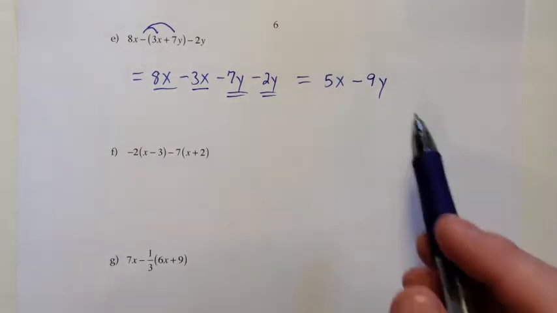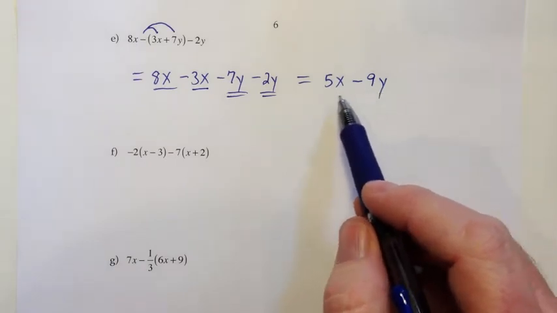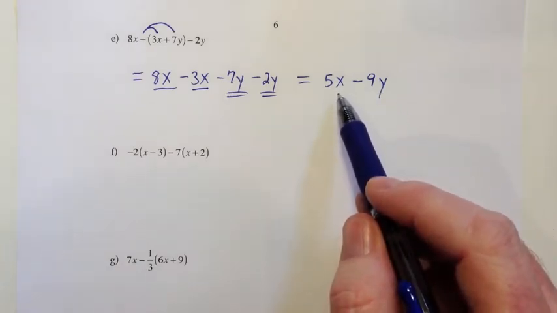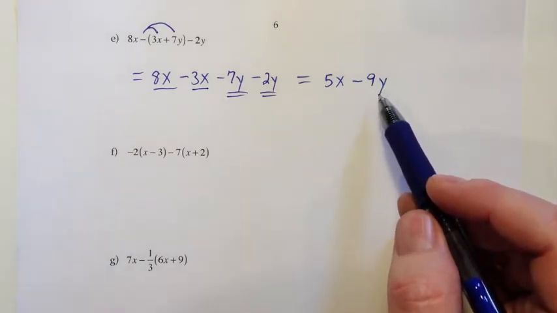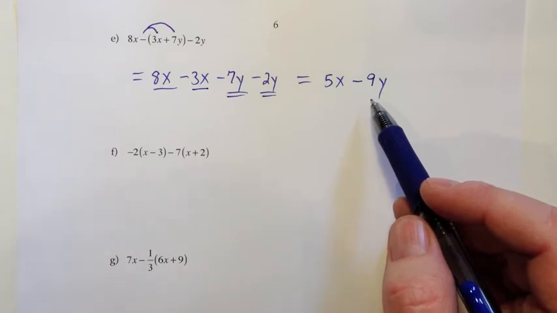And then that's going to be it. We can't go any further because these two aren't like terms. This has an x for its variable, and this one has a y, and to be like terms they have to have the same variable factors.